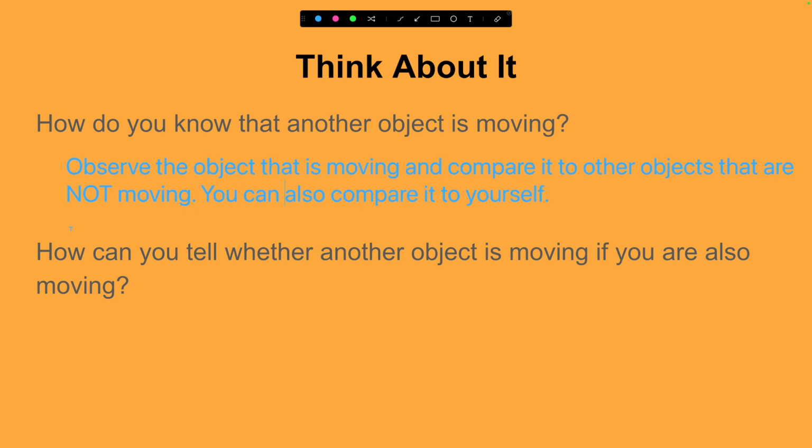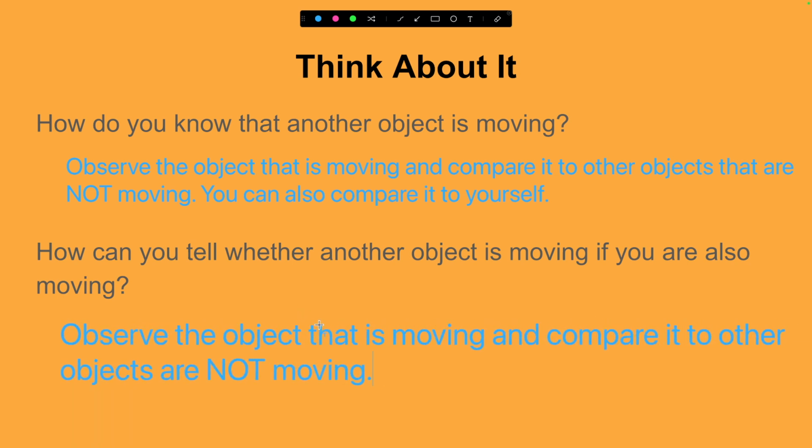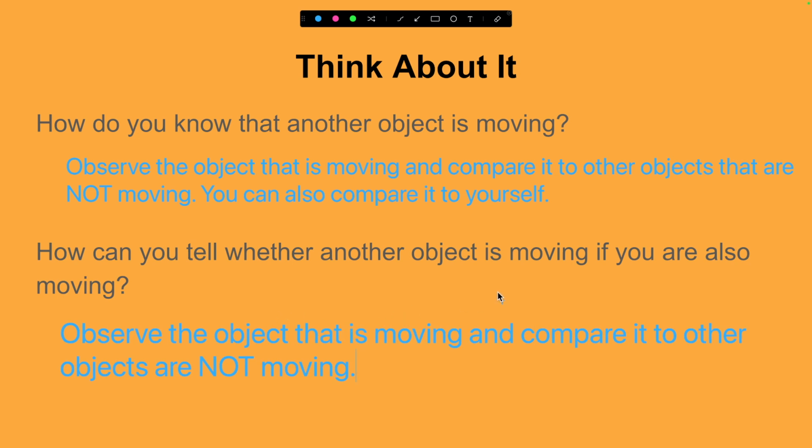Another consideration is, how can you tell whether another object is moving if you are also moving? Well, same thing. You're going to observe the object that is moving and compare it to other objects that are not moving. Now, you can't compare it to yourself this time because you are also moving, but you can definitely compare it to objects that are not moving. So take a minute to write that down if you haven't.